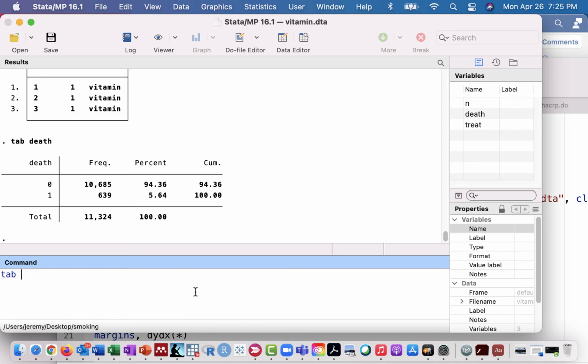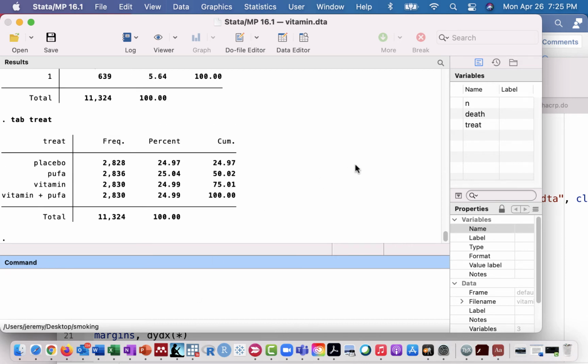So how many people in the study died? 639. Now tab treat. So these are the different treatments. Remember, we said there's 3 of them plus a placebo. Placebo, sugar pill, 2,828 of them. PUFA, polyunsaturated fatty acid, 2,836 of them. Vitamin E, 2,830 of them. And both, vitamin plus PUFA, vitamin plus polyunsaturated fatty acid, 2,830 of them.